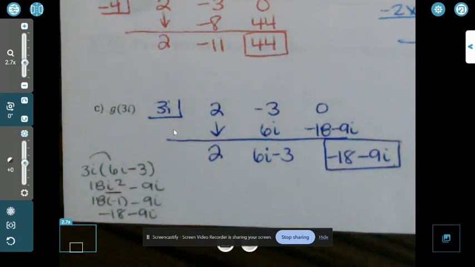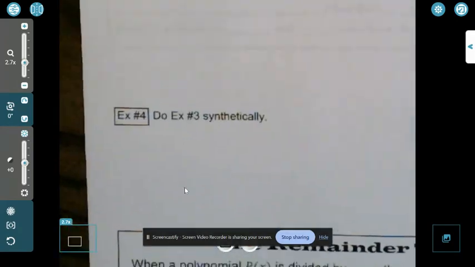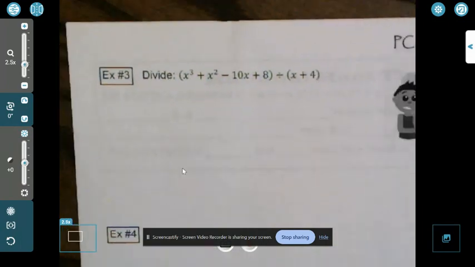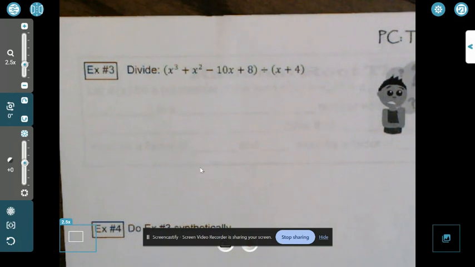Students usually pretty much like that method because it isn't insanely difficult, and so it's something they do grasp. All right, but then we're going to move into example number 3. We're going to be dividing x cubed plus x squared minus 10x plus 8, and we're going to divide that by x plus 4.